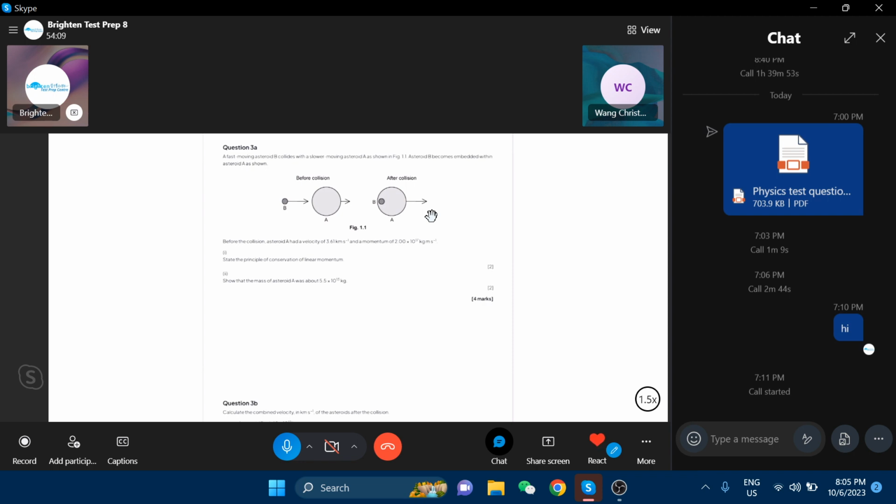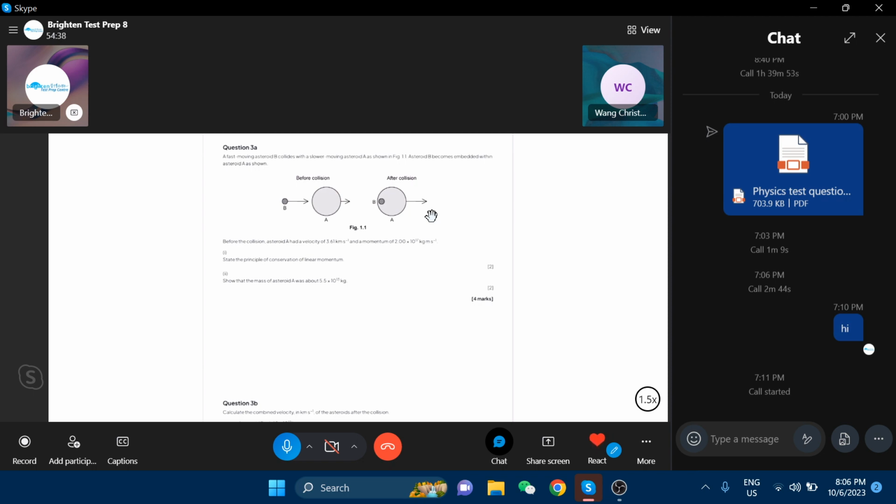So the first one is 2 marks already. What is the principle of conservation? How would you phrase it? The total momentum before collision remains the same as total momentum after collision. Yeah, that's good. Very good.